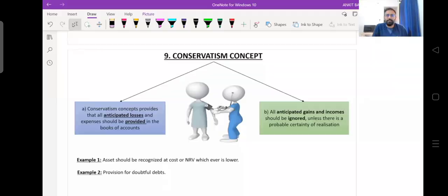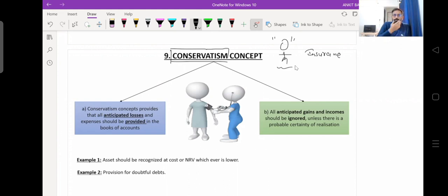So basically conservatism means safe, right? Conservative means play safe. Let's suppose an individual is taking an insurance policy due to COVID or some other reason. It means this person is conservative. Why? Because he is preparing himself for future uncertainties. That is the reason he has taken an insurance policy.